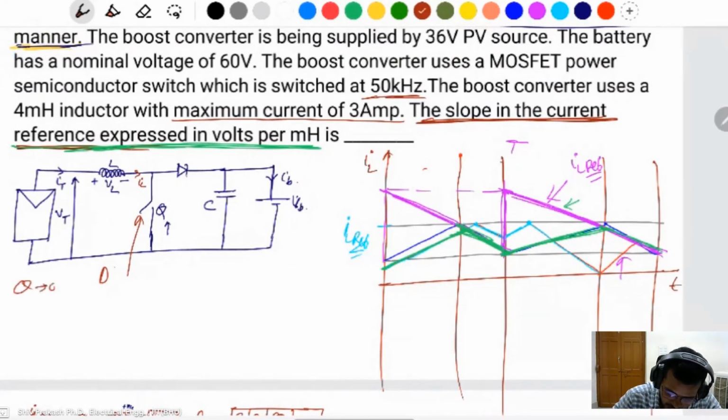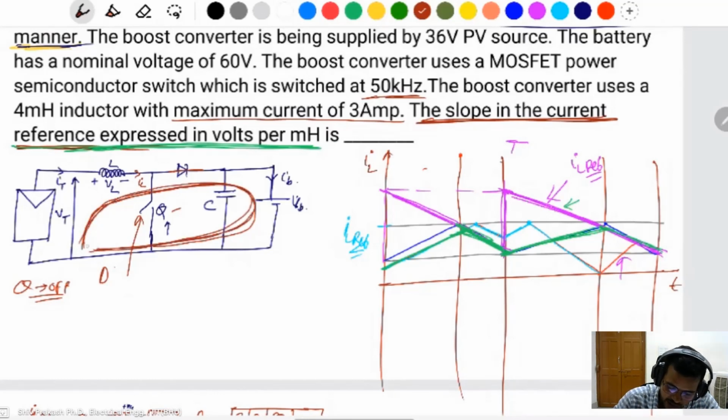Like when Q is off, and that condition, this is the KVL. When Q is off, this will be 0, due to the diode being on, then the current will flow like that, a closed circuit maintained like that. In that case you can apply the KVL.